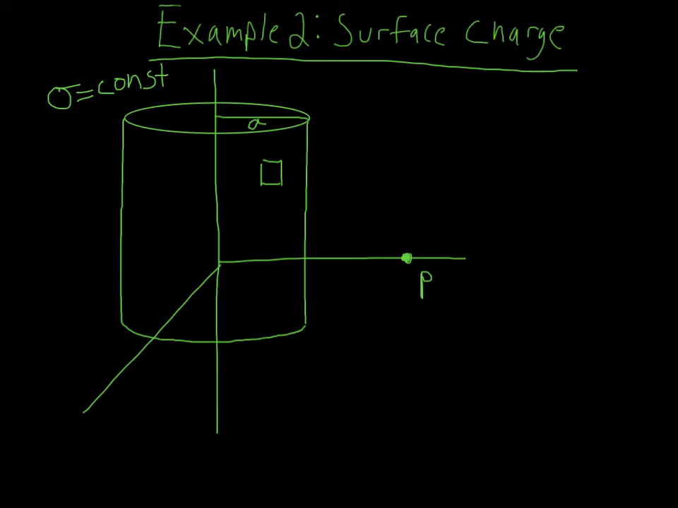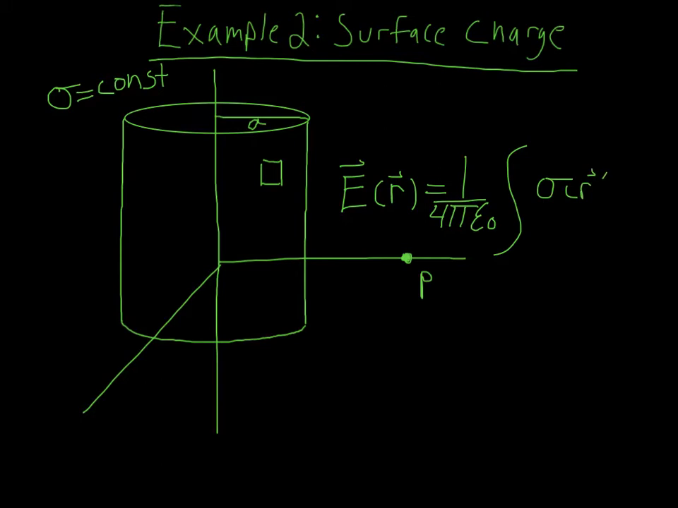So the electric field from the origin, as a function of the position vector, this is from the origin to the point of interest P, is going to be equal to 1 over 4 pi epsilon naught times the integral of the surface charge, which might be a function of r prime. In this case, we said it isn't.